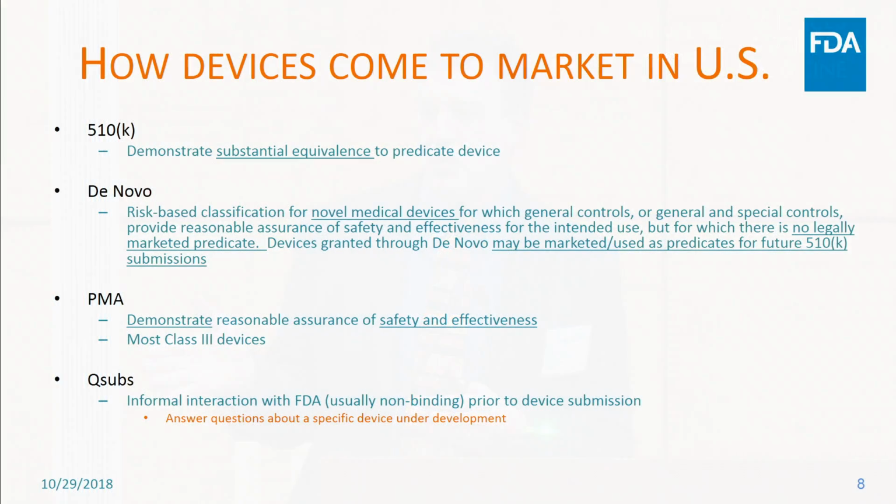The other pathway is what we call de novo. This is for devices that will go into Class 2, but there are no predicates available. So it's a new device, but there's no predicate available. There are enough special controls or general controls that can support it being in Class 2, so if it gets on the market, it becomes a predicate for all the other devices. Otherwise it stays in Class 3. And a PMA is what you have to do to demonstrate a reasonable assurance of safety and effectiveness for that device.